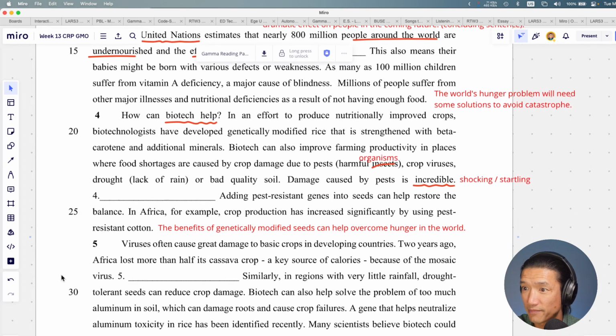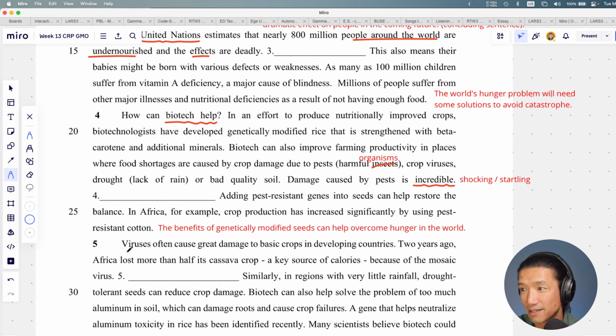And they talked about crop viruses, and now they're going to be talking about crop viruses here. This is their topic sentence. Viruses often cause great damage to basic crops in developing countries. What are we going to be talking about? The United States? No. Okay. Developing countries. Those countries that haven't reached a certain level of development in their infrastructure and their institutions. Institutions count. Okay. Courts and laws and banking and things like that.